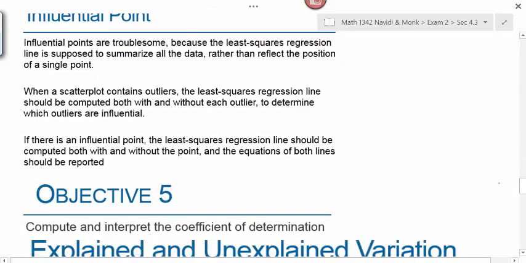When a scatter plot contains outliers, the least squares regression line should be computed both with and without each outlier to determine which outliers are influential. If there is an influential point, the least squares regression line should be computed both with and without the point, and the equations of both lines should be reported.